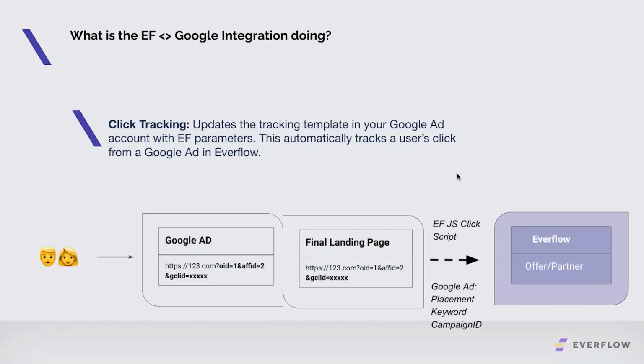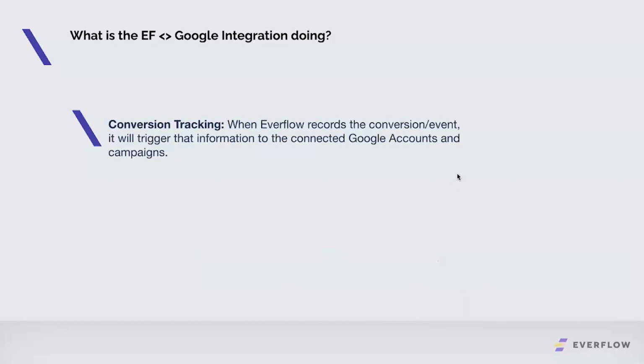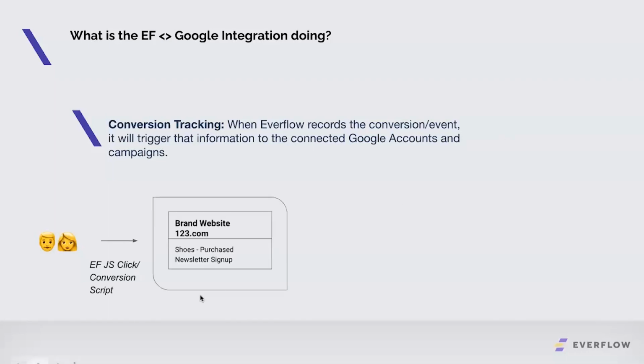The next part of the integration is actually conversion tracking. So this means that when Everflow tracks a conversion or an event at our end, we can trigger that information to the connected Google account and campaign. So what that really looks like is when a user is on the brand page and does the conversion, essentially that action is captured in Everflow because of the conversion JavaScript. It can be a purchase, a sign up, a lead, whatever action.